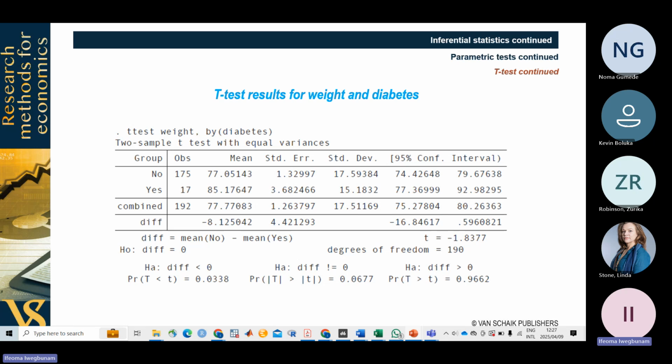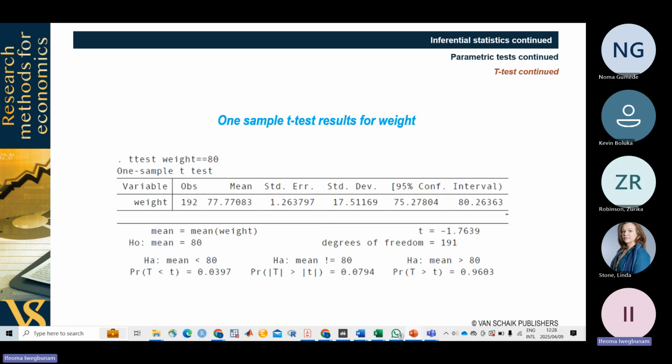weight, there is a relationship between overweight and having diabetes, though it is significant, but it is very weak. Then this is a one sample t-test for weight. Looking at it, the result is also highly significant at 0.07, which means that overweight can also influence diabetic patients. Diabetic patients can also, in some cases, be overweight.